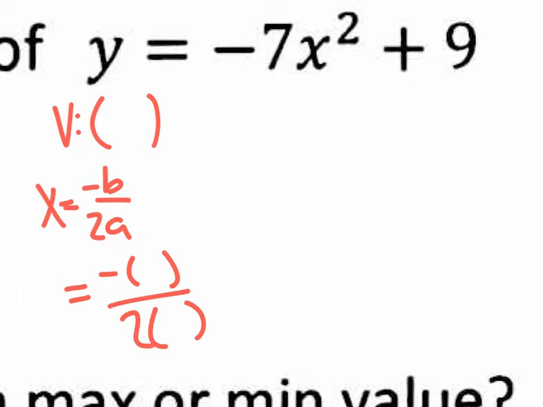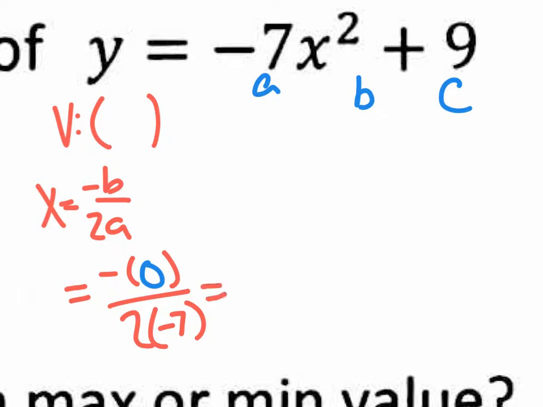What's the b value, guys? The b value is 0, right? The a value is -7. The b value, there's nothing in the middle. The c value is 9. So the b value is 0 in this case. The a value is what? -7. Okay, now some people get freaked out right there because they're going to have a -14 on the bottom.